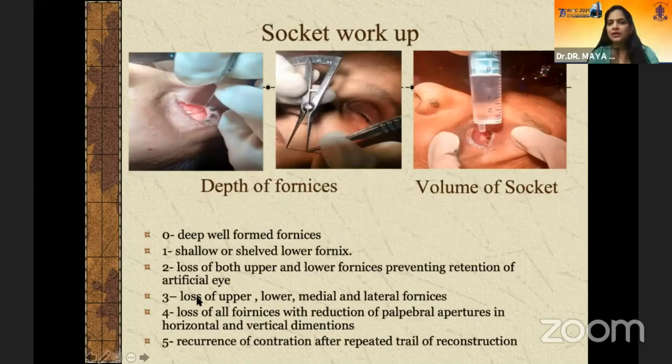Fine. So this, you can get a contracted socket case also, and you have to do a complete socket workup by measurement of the depth of the fornices and volume of the socket, and label it according to the Gopal Krishna classification.